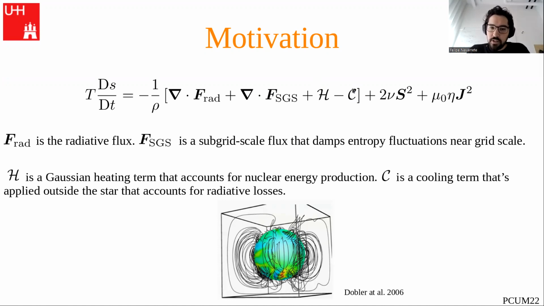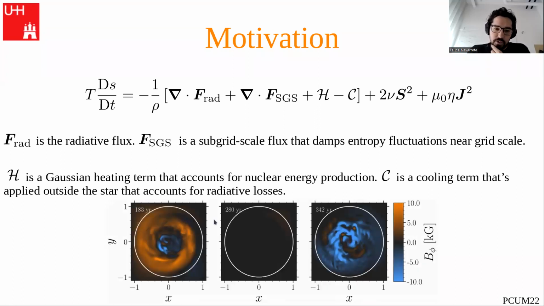These two terms are more specific to the model called star in a box, where there is literally a star embedded in a Cartesian box, and we solve the MHD equations in this box. This is also just to give you some sense of how the simulations look. These are three slices at the equator of the azimuthal component of the magnetic field, and as you can see, there is some evolution of the magnetic field.